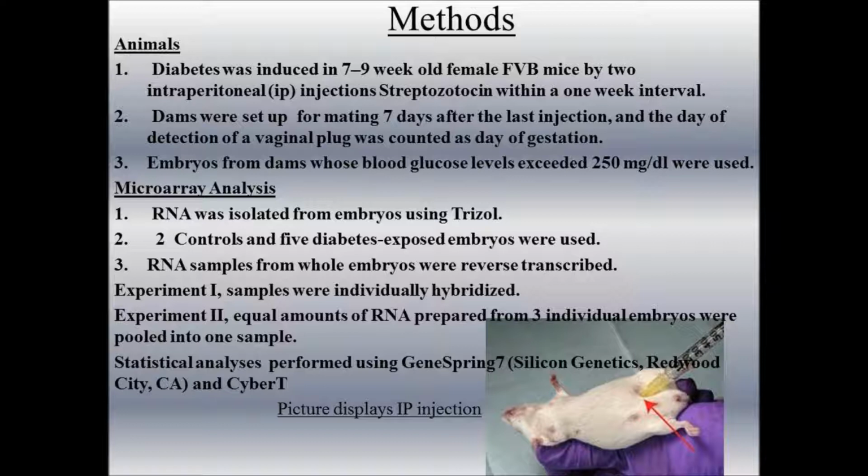RNA was isolated from embryos using Trizol, a reagent for the isolation of high-quality total RNA or the simultaneous isolation of RNA, DNA, and proteins from a variety of biological samples. 2 controls and 5 diabetes-exposed embryos were used. This was to identify and observe a range of phenotype spectrums of diabetes exposure in pregnancy. Of the 5 exposed embryos, 2 of them had neural defects.